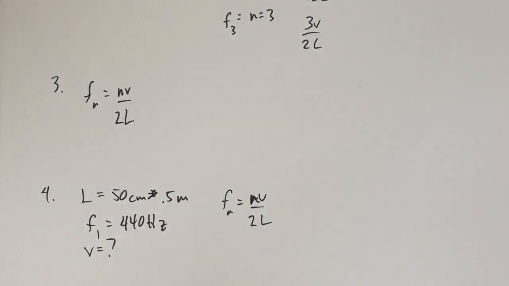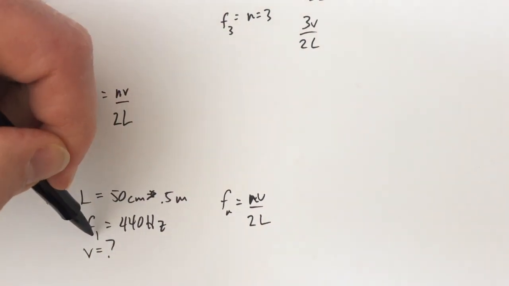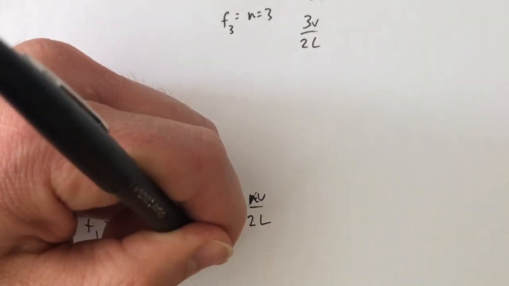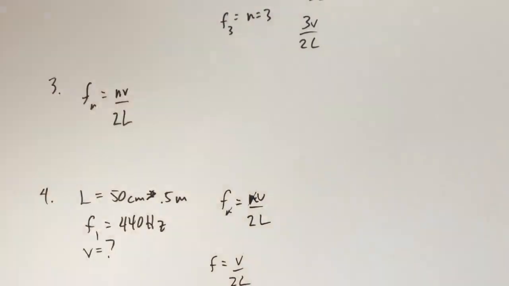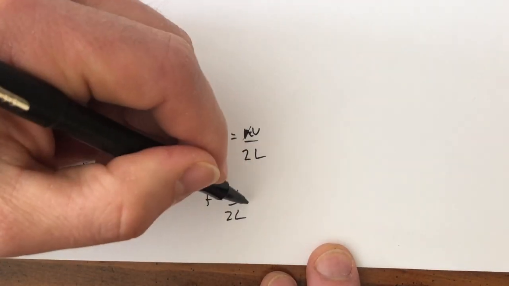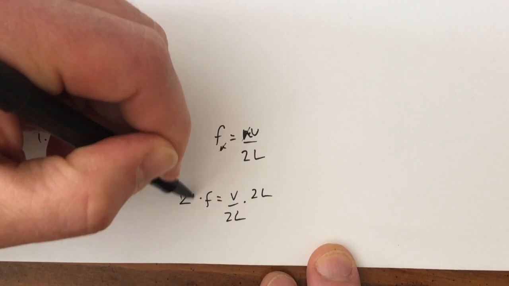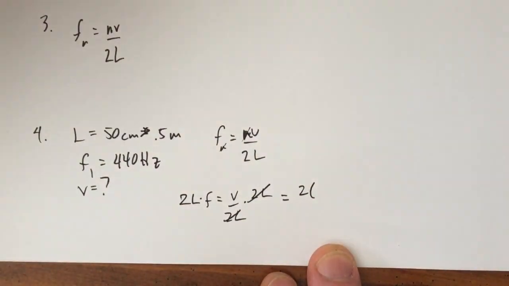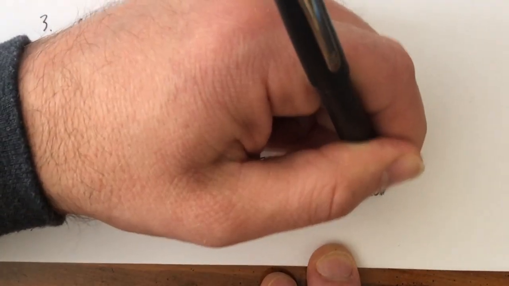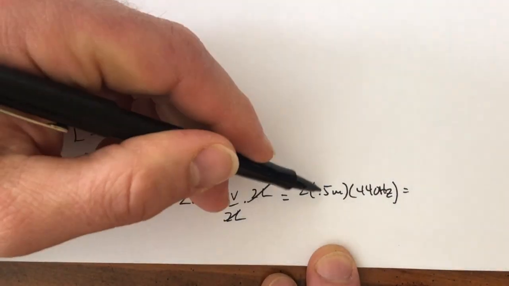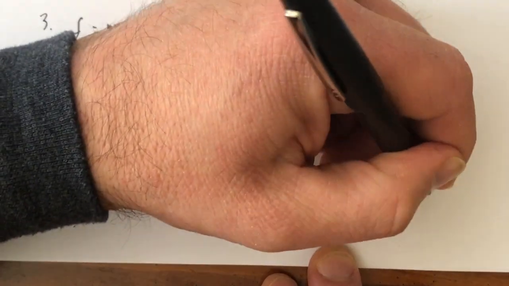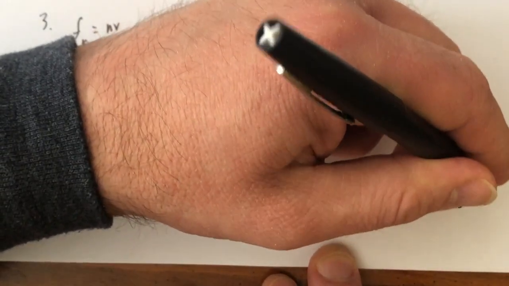All right, now, because the frequency we're looking for is the first frequency, that just means n is 1, so we can just get rid of that n. So F equals v over 2L. Now we want to solve for v, so multiply both sides by 2L. And we get v equals 2 times the length, 0.5 meters, times the frequency, 440 hertz. And 2 times 0.5 is 1, times 440 is 440 meters per second for our velocity.